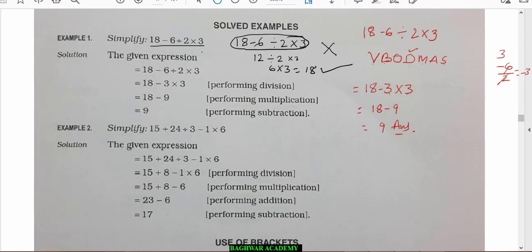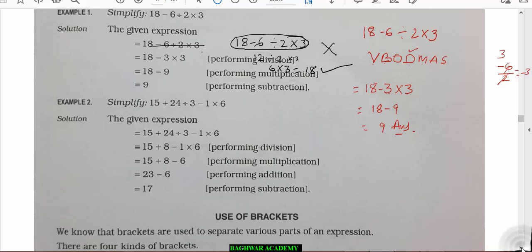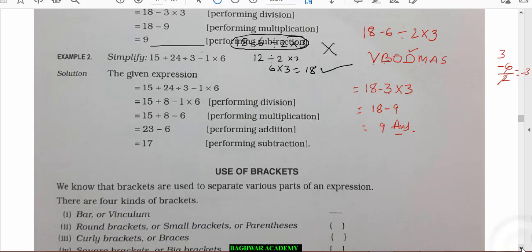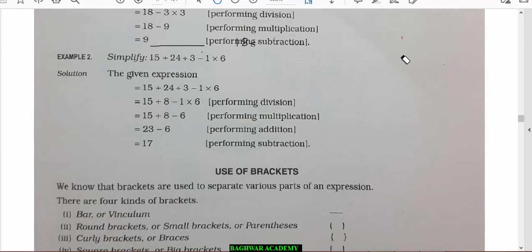Next example you see. We have 15 plus 24 divided by 3 minus 1 into 6. Here also the same rule is required to be applied. The same thing has been done over here also. Here you see 15 plus 24 divided by 3 minus 1 into 6 has been written. Now this division work has been done first, so 24 divided by 3 is equal to 8 has been written, minus 1 into 6.